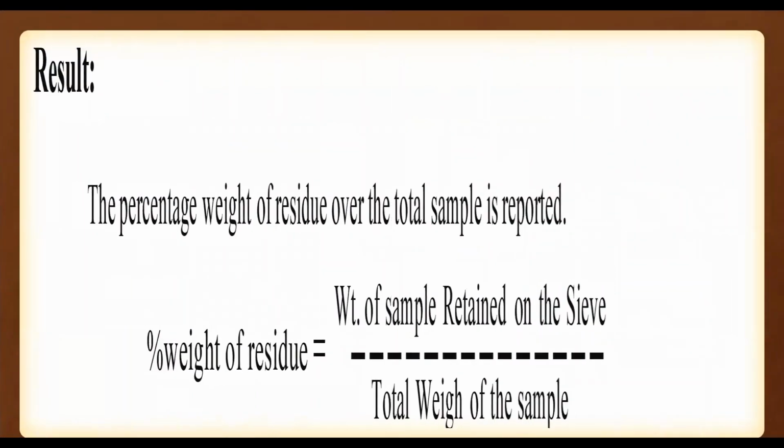As a result, the percentage weight of residue over the total sample is reported. So we have to find the percentage weight of residue, that is, the weight of sample retained on the sieve. Whatever amount is retained on the number 200 sieve, you have to weigh it and divide it by the total weight of the sample, and multiply by 100. The percentage you get will be not more than 10%. If it is more than 10%, obviously your cement is not according to the standards, so you will not use it.